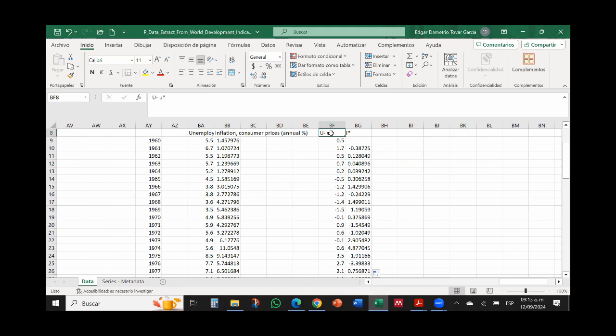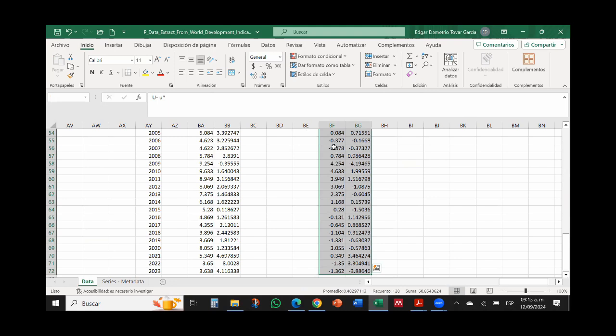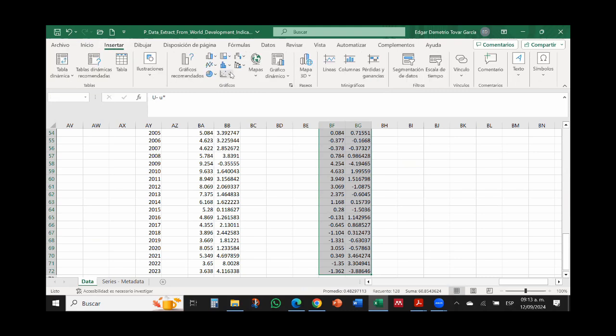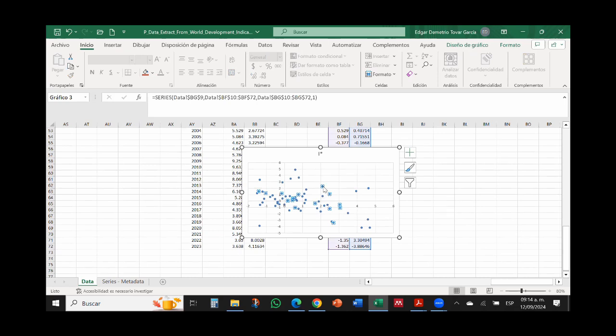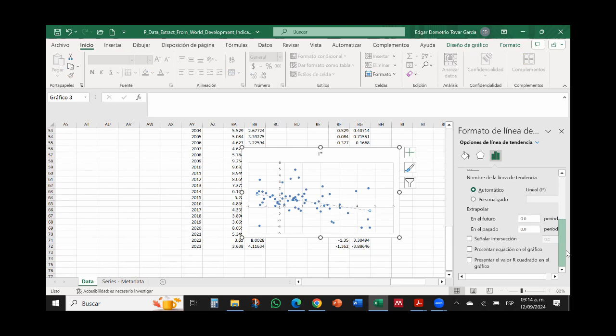In other words, let me copy and paste here, just to clarify. If you want to find evidence in favor of Phillips, you need to take into account your expectations and to have a good idea of what kind of unemployment rate in your country is just frictional. Insert graphical expression, select the scatter plot, and it will be in favor, guys. Add trend line, linear, and I want the equation also.